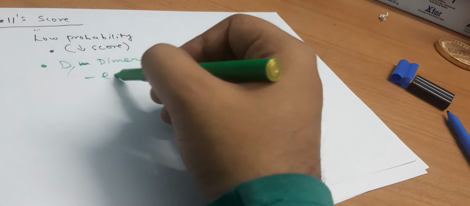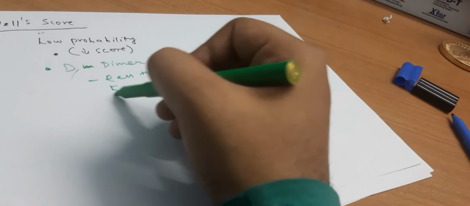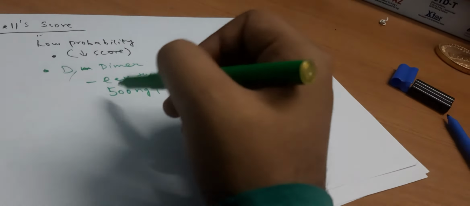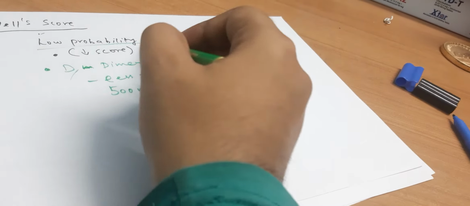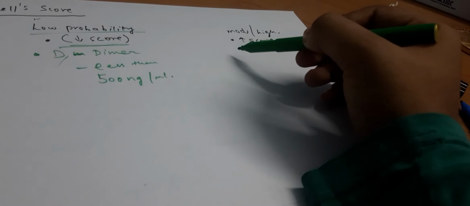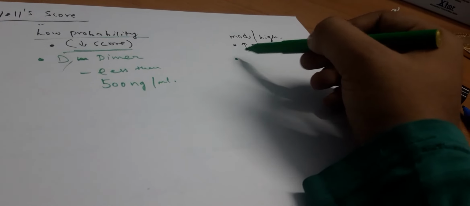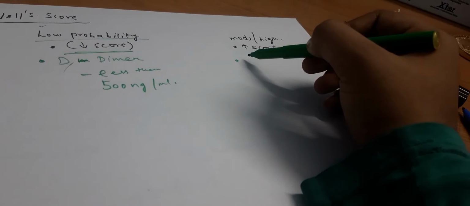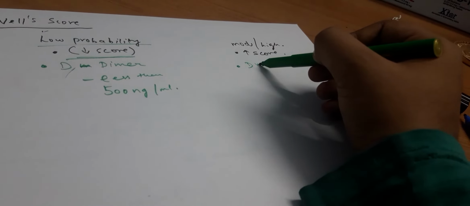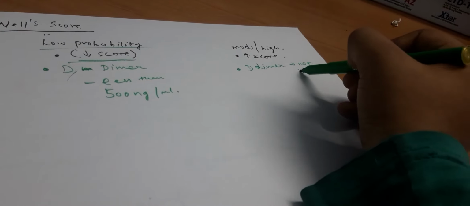And it will be less than 500 nanogram per ml in the low probability or low score patients. Okay. And in the moderate or high score, high probability, the D dimer is not required.